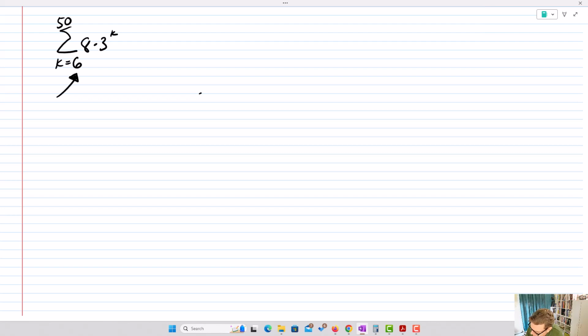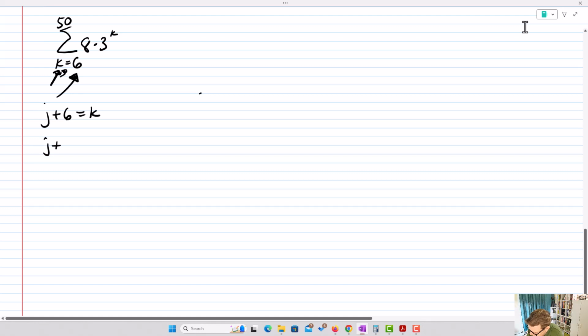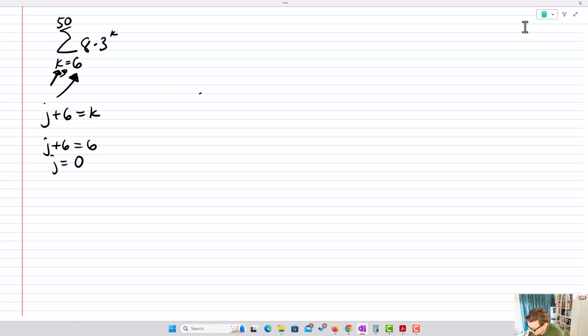So what I'm going to do is let j plus 6 equal k. The reason why I'm going to do this is because I'm going to substitute j plus 6, and that'll equal 6 for k, so then j is going to end up equaling 0. Okay, and that's why I'm going to utilize j plus 6. So the bottom is going to go to j equals 0. The top, that's a k up there, so I'm going to have j plus 6 equals 50 for my top, so j is going to equal 44 when I subtract 6 from both sides.